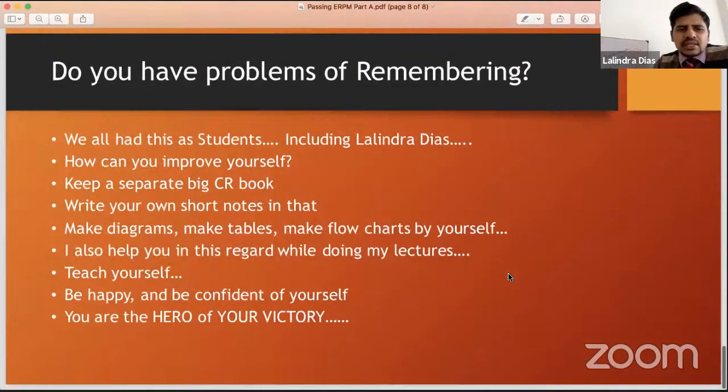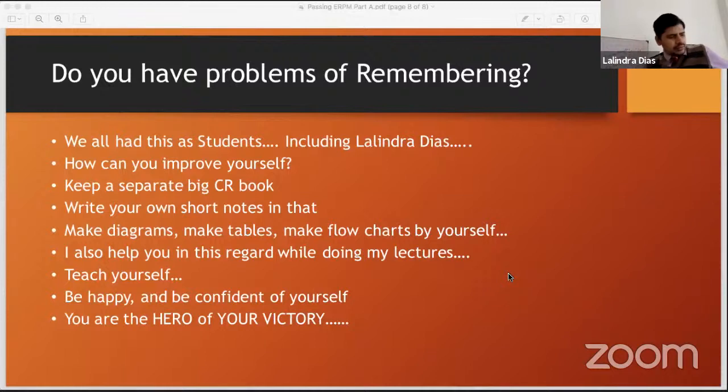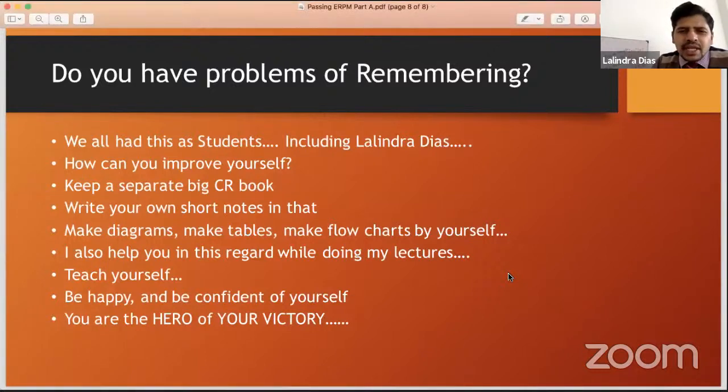The last slide. In the last slide, I had tried to mention how to improve your memory, remembering things. Do you have problems remembering things? Have you got problems of memory? We all had, isn't it? I also had as a student.